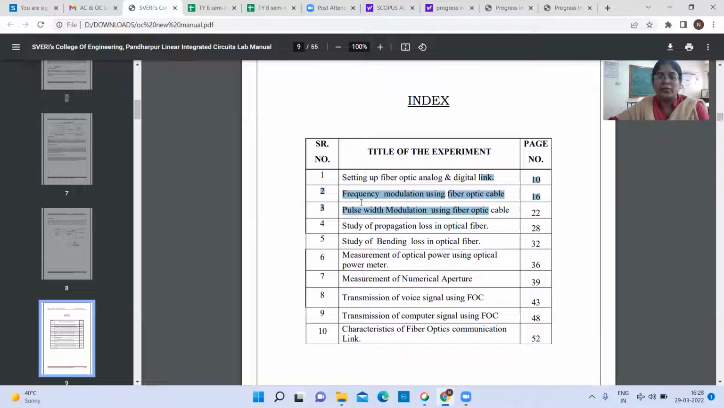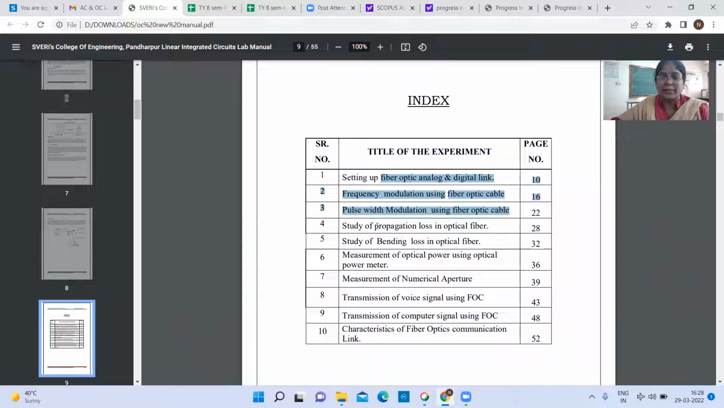Okay, is it clear what the first 3 experiments are going to show? Are you clear with this? In the first 3 experiments you are going to perform the practical based on the transmission of the various signals.